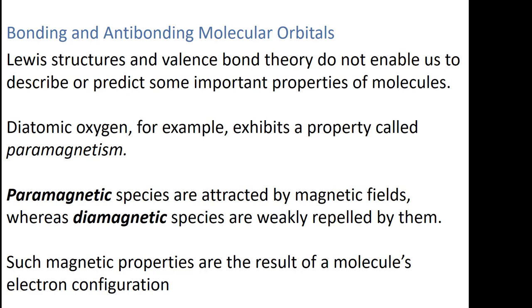The two kinds of magnetic properties you see with molecular compounds are paramagnetic and diamagnetic. A paramagnetic species is attracted to a magnetic field, whereas diamagnetic are repelled. Relatively weakly compared to what we play with normally, you know, ferromagnets, but there is some attraction and repulsion that can be observed. And this is a result of its electrons, the electron configuration.